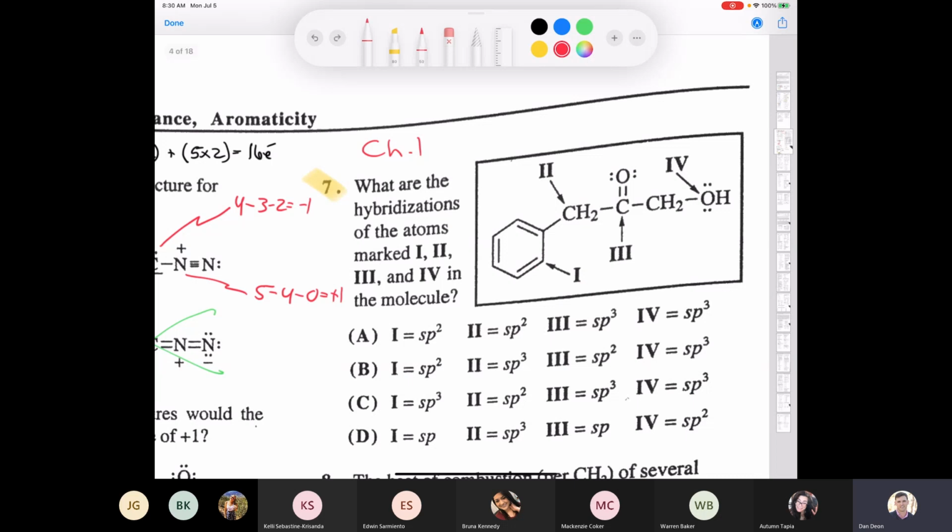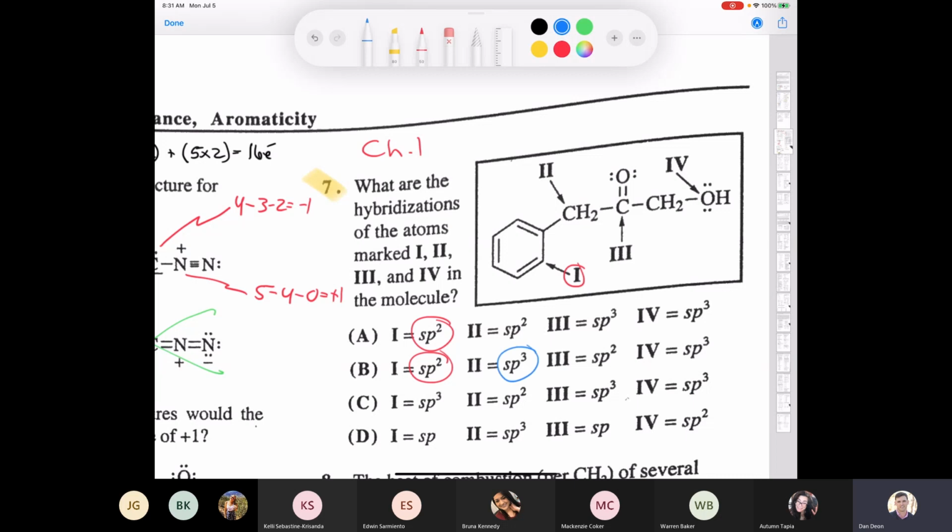So that means it's got a steric number of 3, so it's sp2 hybridized. So it's one of these. If we look at the second one, that carbon has 4 sigma bonds, so it's sp3 hybridized. So kind of narrowing it down here really quickly.